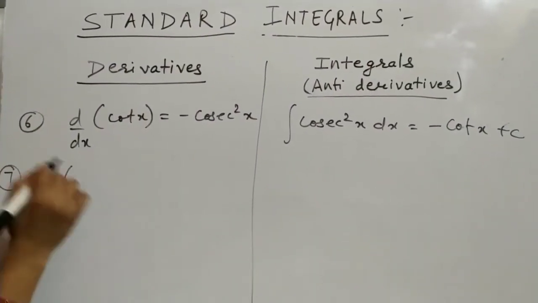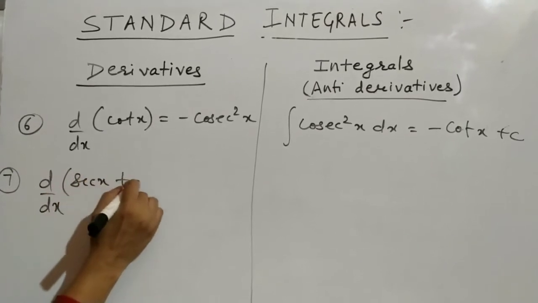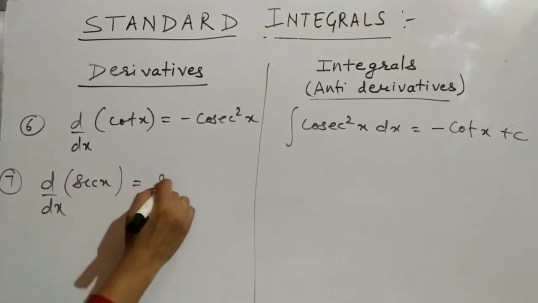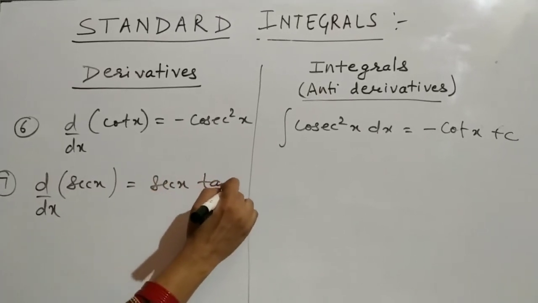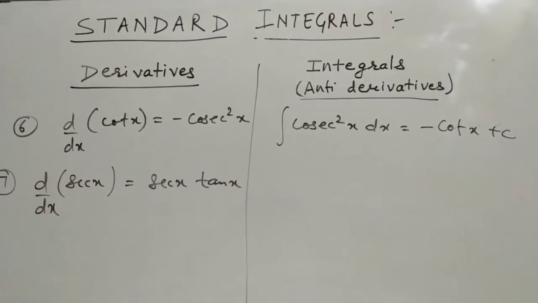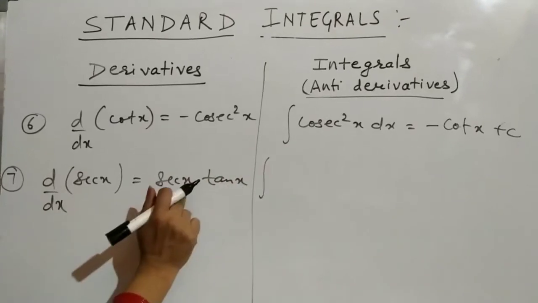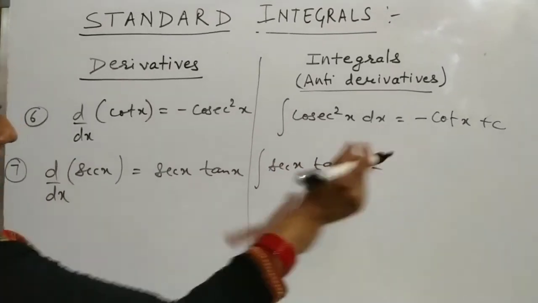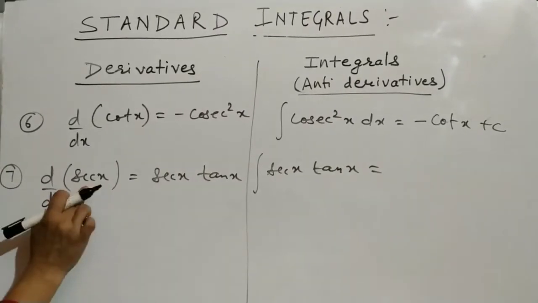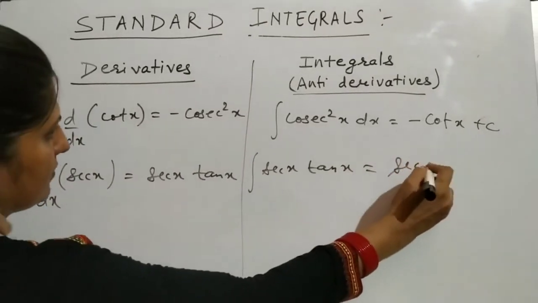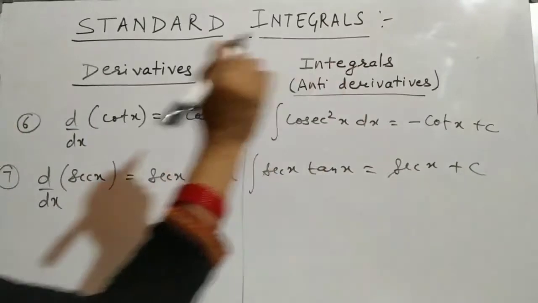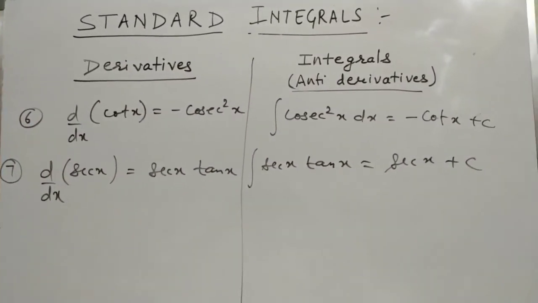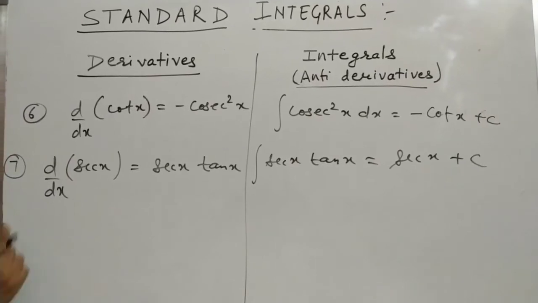We know derivative of secant x is equal to secant x into tangent x. That implies integration of secant x into tangent x is equal to secant x plus c, where c is constant of integration, or you can say arbitrary constant.